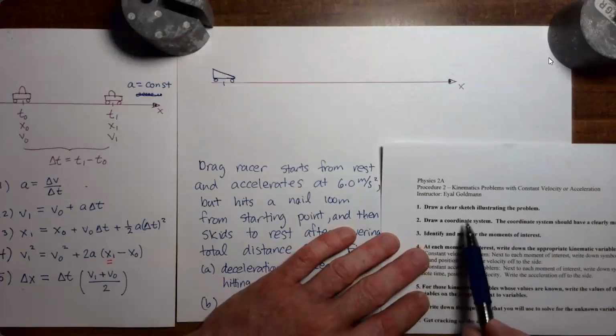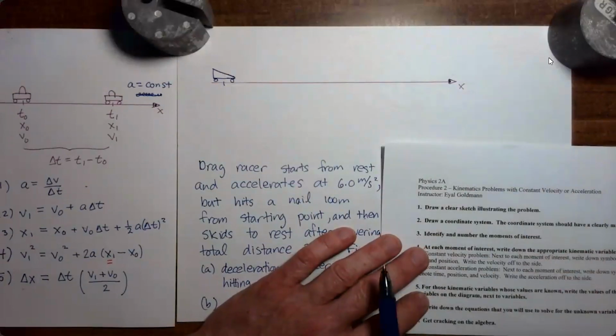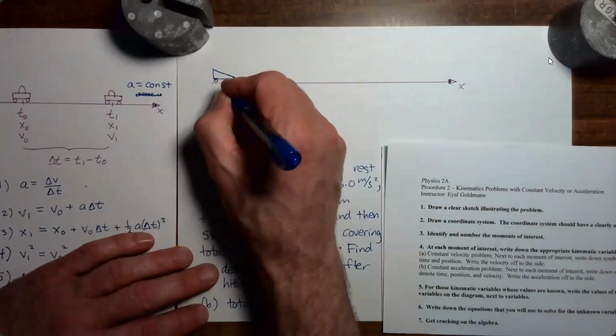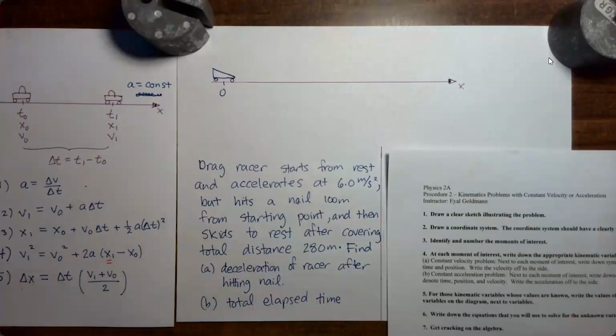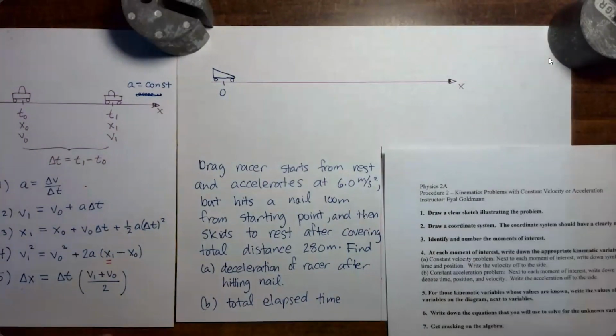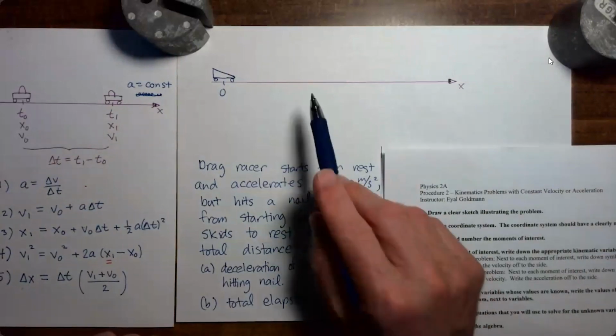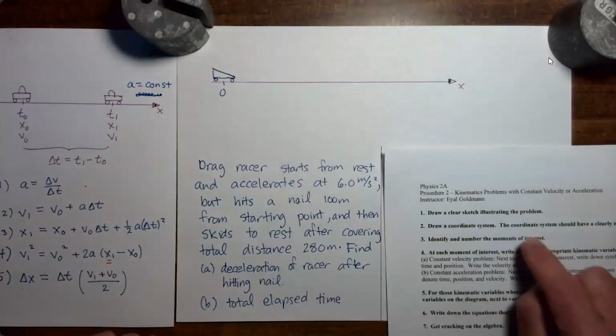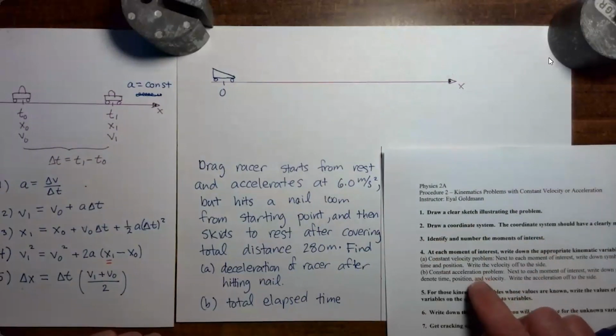Step 2, coordinate system. So I put in the x-axis already. Let's put the origin at the position where the drag racer starts. Okay, step 3, identify and number the moments of interest. At this point, I would invite you to pause the video, draw in the moments of interest and number them as well. And then you can even go on to step 4, where you introduce the symbols we're going to need for the different kinematic quantities.